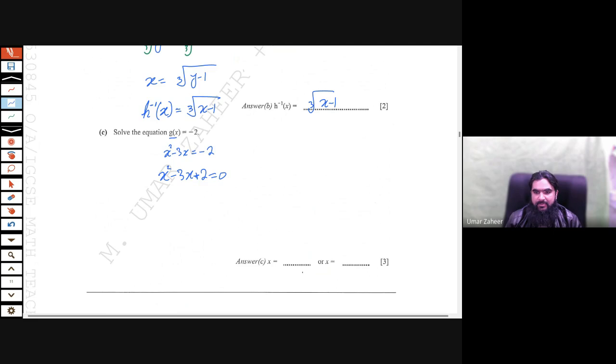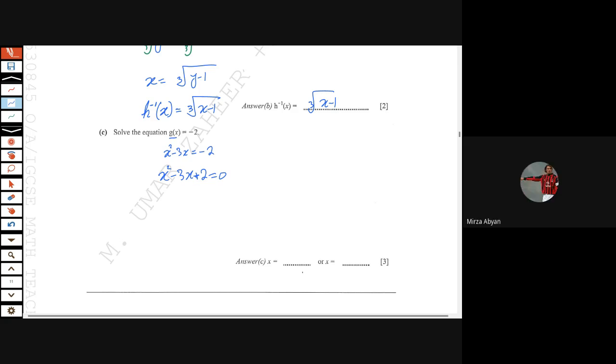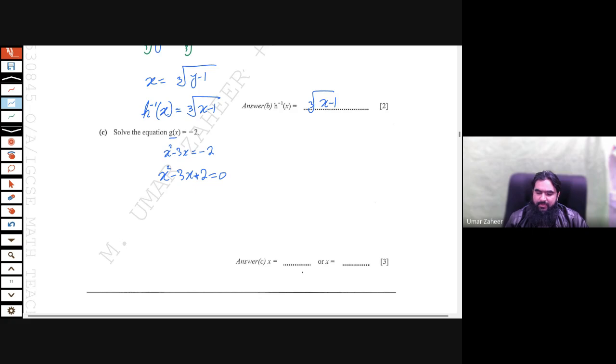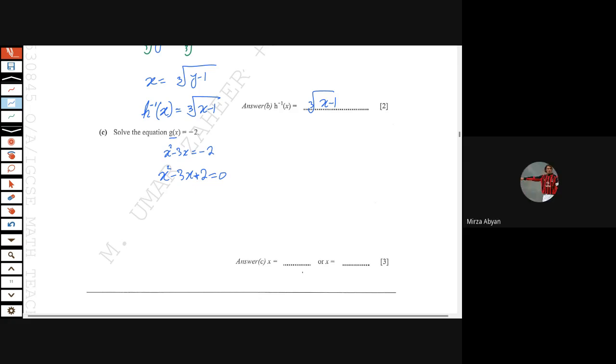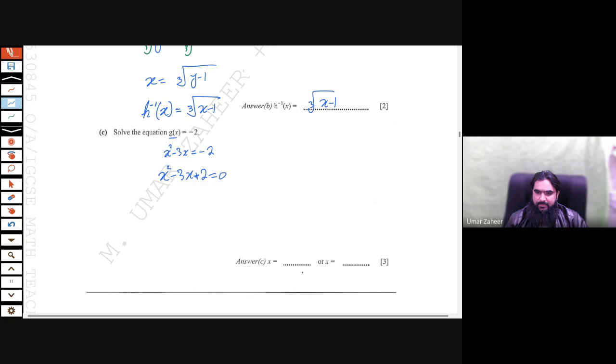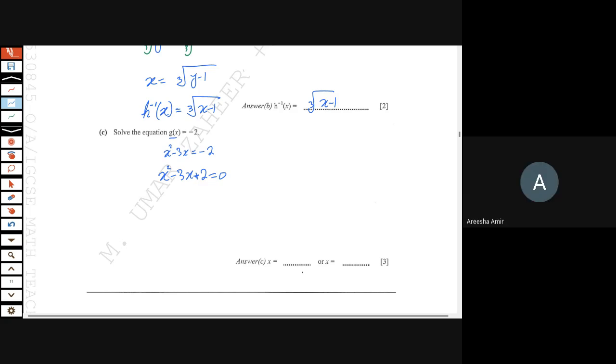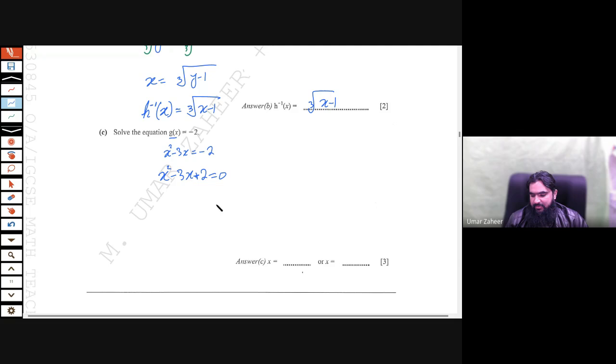Which method do you want to do? Tell me, is it factorizable? Abhiyan, can we factorize this one? No, sir. Are we able to factorize it? No. Yes, Aisha. So we can use the formula: negative b plus or minus the square root of b squared minus 4ac, divided by 2a. Yes, we can do it by the quadratic formula.